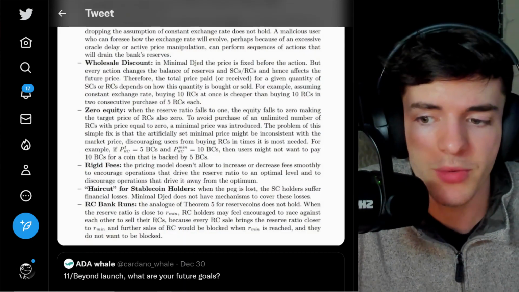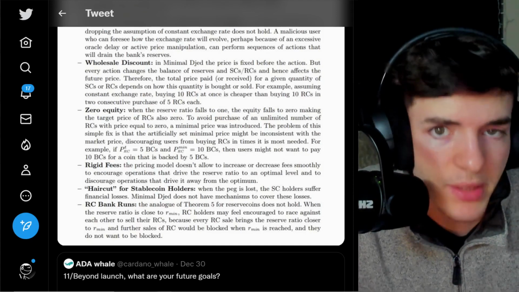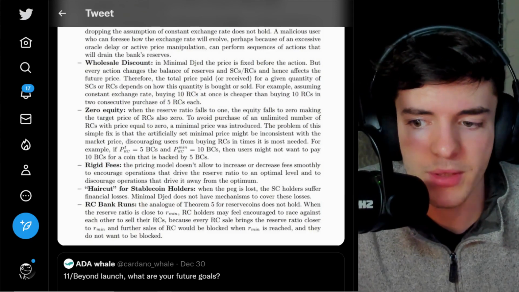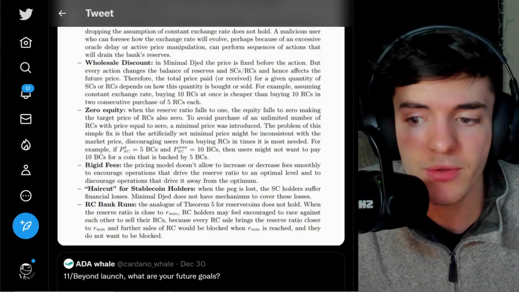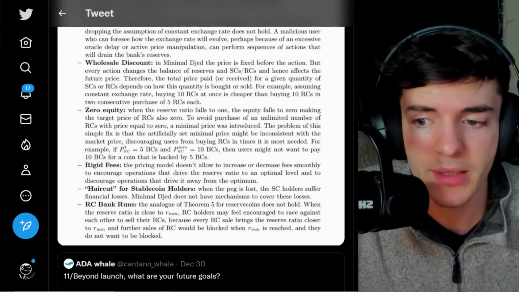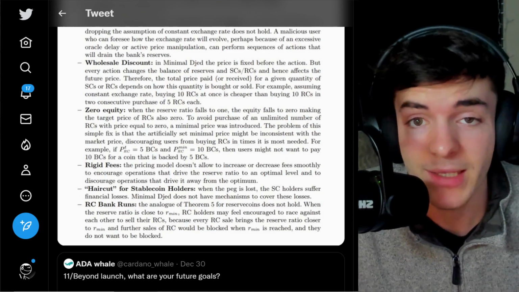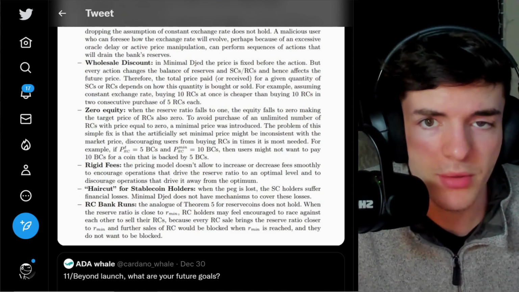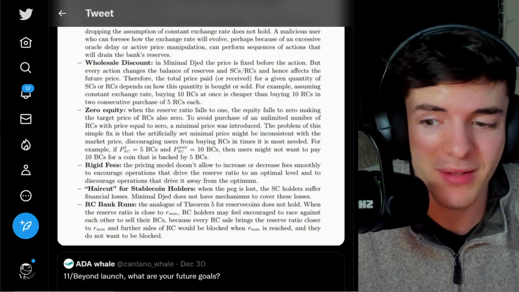The fourth minor issue is rigid fees. Right now, the pricing model doesn't allow increasing or decreasing fees smoothly, so as to encourage operations that drive the reserve ratio to an optimal level, and to discourage operations that drive it away from the optimum. So you're going to have to keep this in mind. Fees aren't going to be perfect, especially with the minimal version of JED, and that is a minor issue, maybe even major for some people.